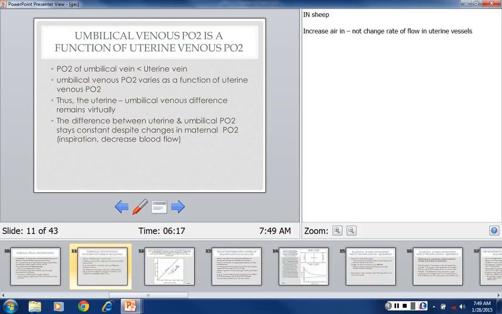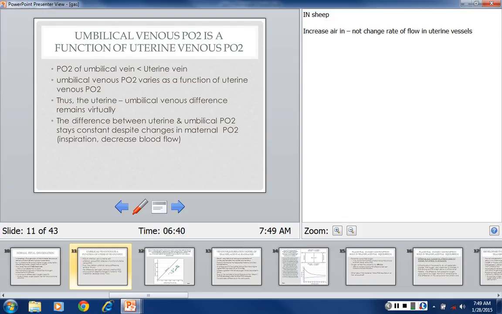So looking at the umbilical venous PO2, it is a function of uterine venous PO2. So the PO2 of the umbilical vein is less than that of the uterine vein. The umbilical venous PO2 varies as a function of the uterine venous PO2. So it's dependent on it, but it's always going to be less than.